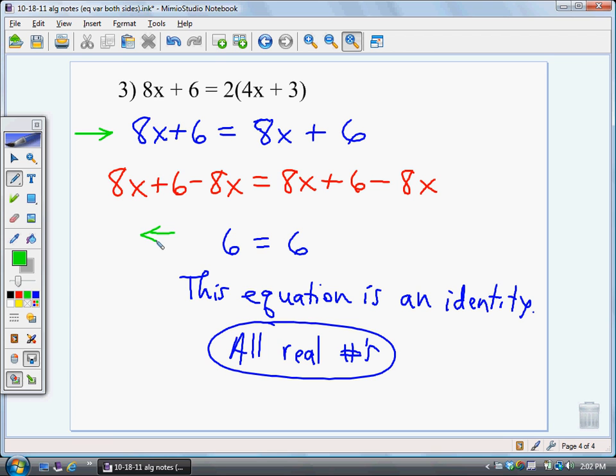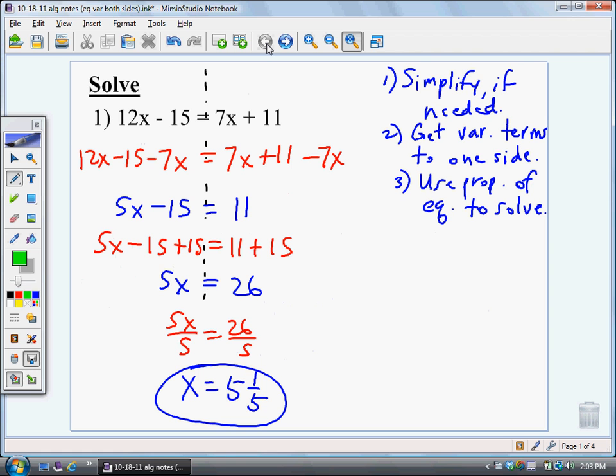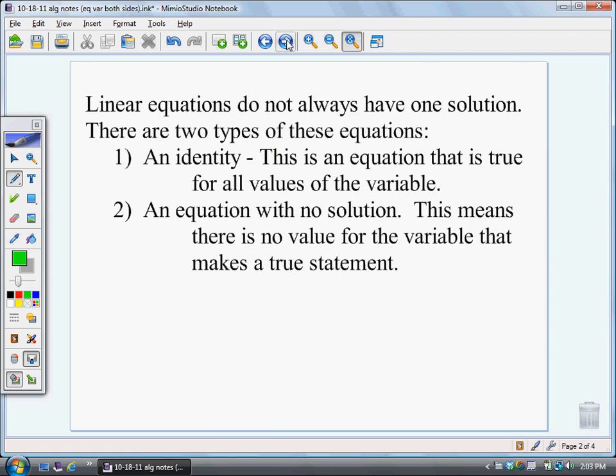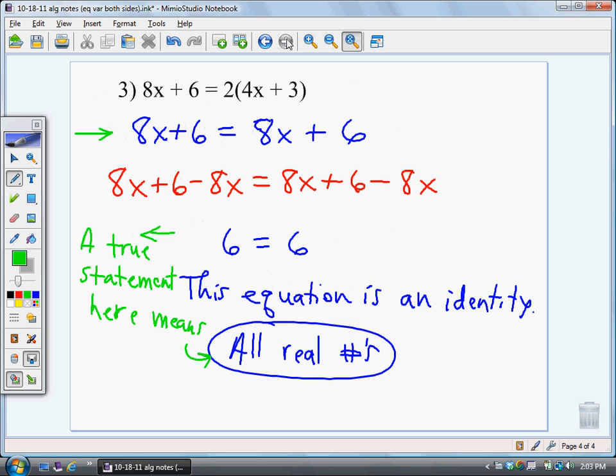So for this, a true statement here means that it's all real numbers. It means you have an identity equation and all real numbers work. So when you're solving equations with variables on both sides, it's important to remember that sometimes you will get one solution, like our first example, but then other times the variable is going to disappear and you'll either get no solution because you got a false statement here, or you'll get all real numbers because our statement was true.